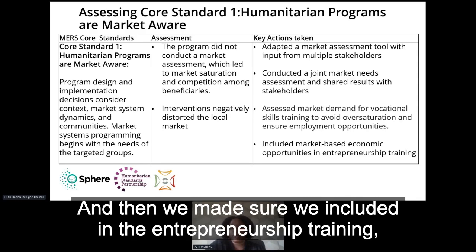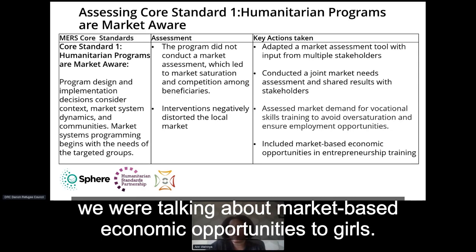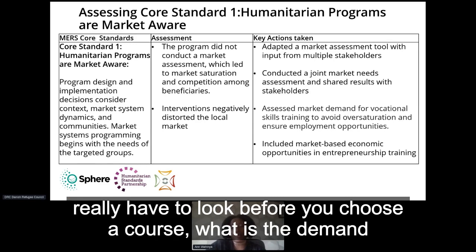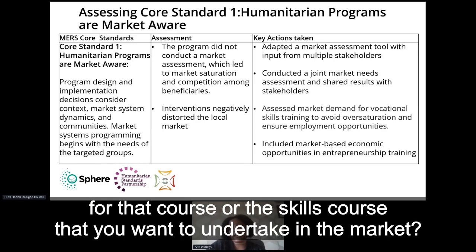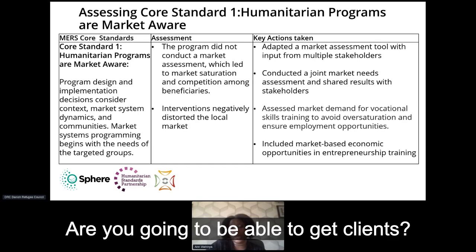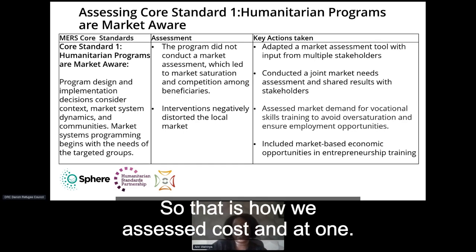And then we made sure we included in the entrepreneurship training market-based economic opportunities to girls, and just saying that you really have to look before you choose a course, what is the demand for that skills course that you want to undertake in the market? Is there a market for it? Are you going to be able to get clients? So that is how we assessed core standard one.